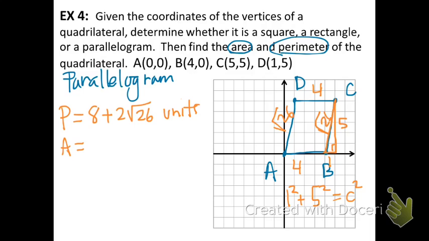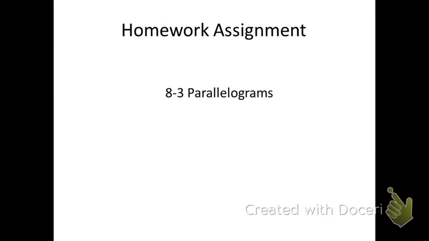And the area, we're going to take the base, which is a 4, times the height. And we know that that height is a 5. 4 times 5 is 20 units squared. Okay, that should help you with your assignment, 8-3 parallelograms. Good luck.